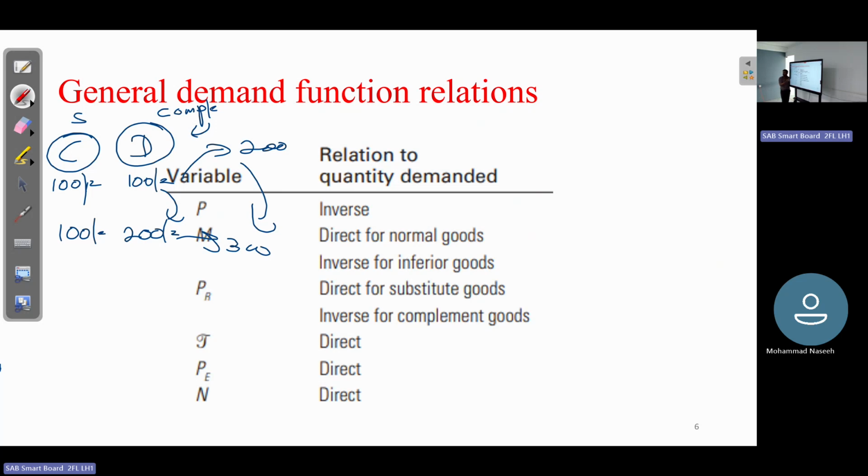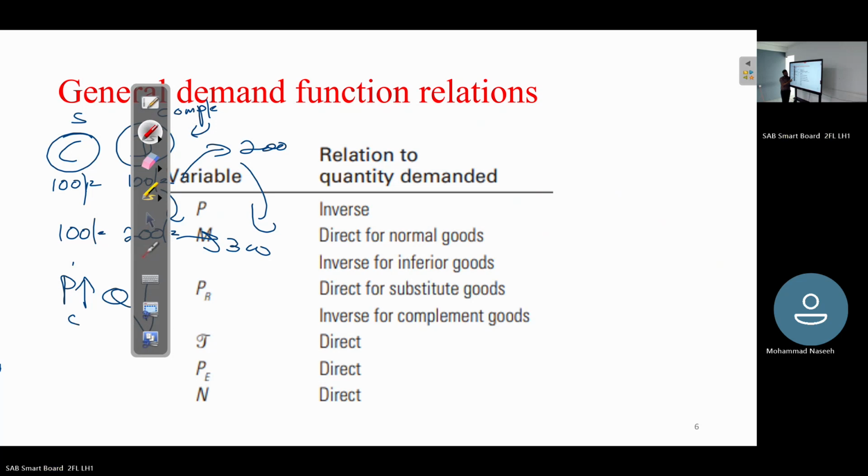As a result of that, what will happen? Demand for the selected product will decrease. Right? Complementary product demand: when the price of the complementary product increases, demand for the product decreases.